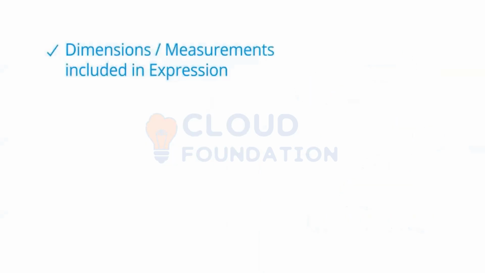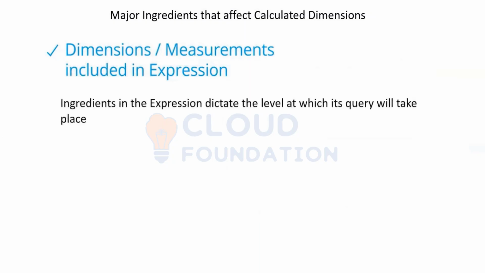So what are the major ingredients that affect calculated measurements or dimensions? It is basically the dimensions or measurements included in the expression. So the ingredients in the expression dictate the level at which its query will take place. Sorry, above it says calculated measurement and it shows up as calculated dimensions. So that is a typo. Please do ignore.